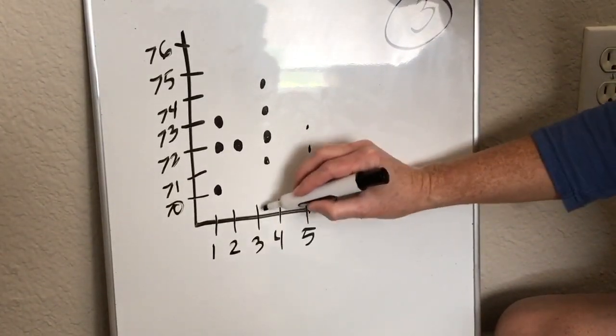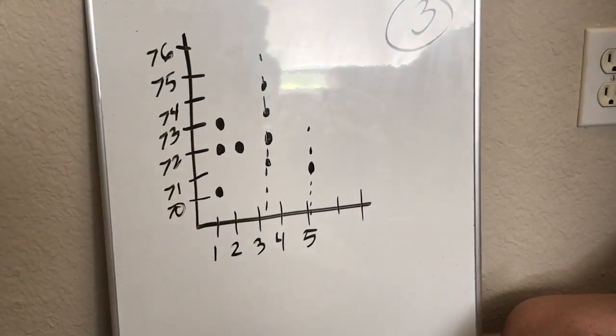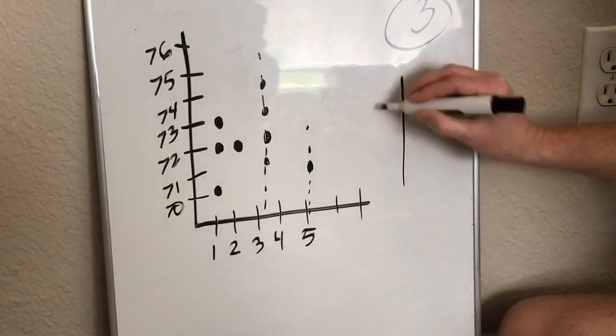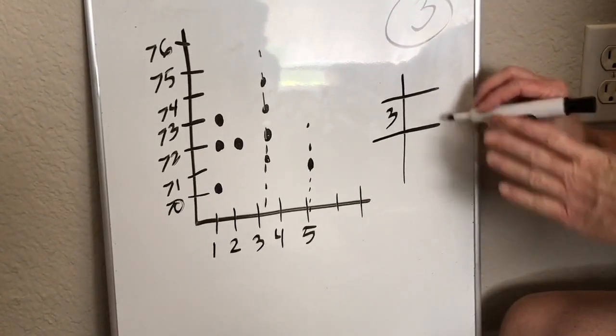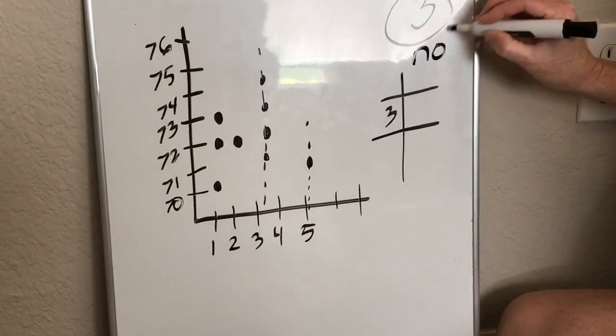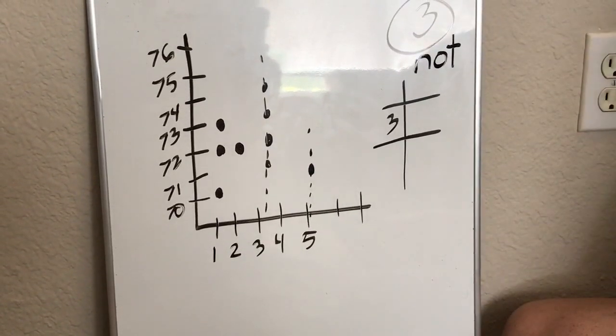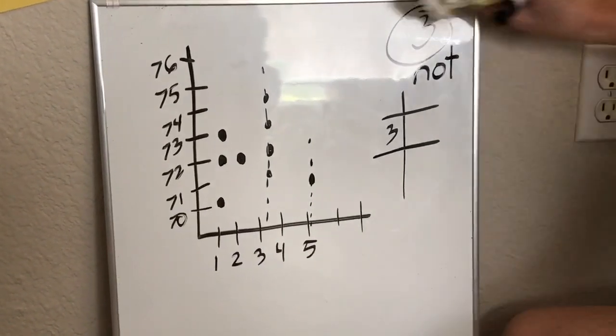Look at day 3 here. There are 4 different answers for 3. Remember how we talked about on a t-chart, 3 can only have 1 possible answer? This one's got 4. So 3 is not a function. So no. Number 3 is not a function.